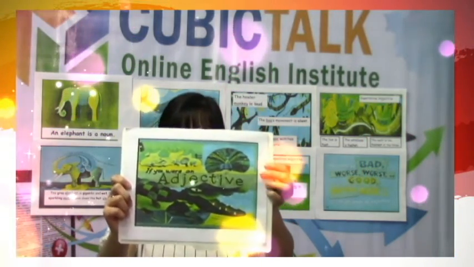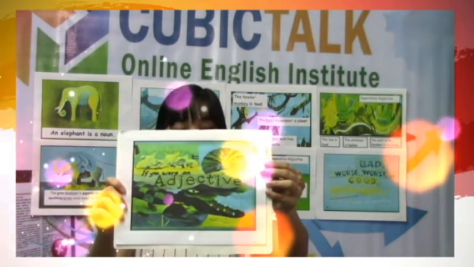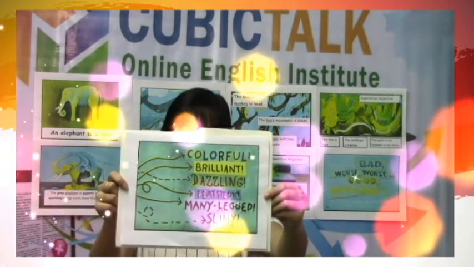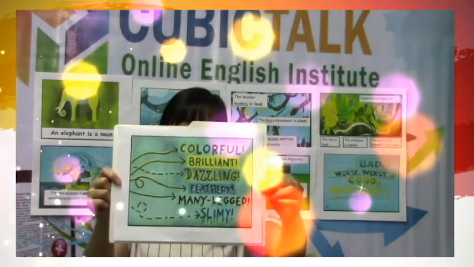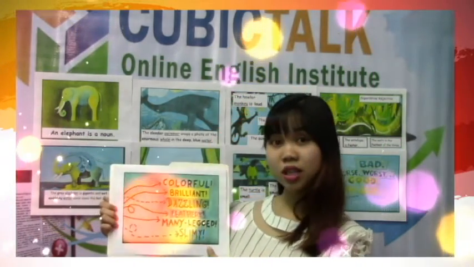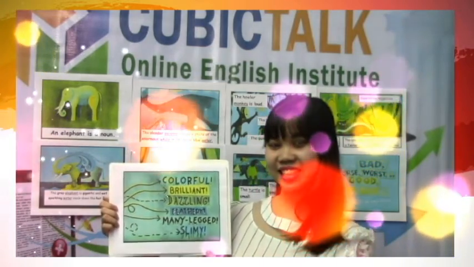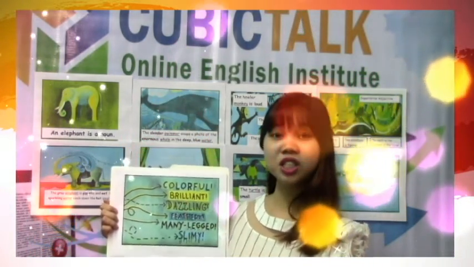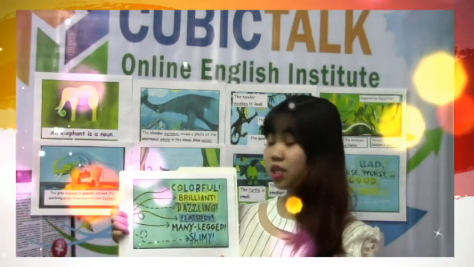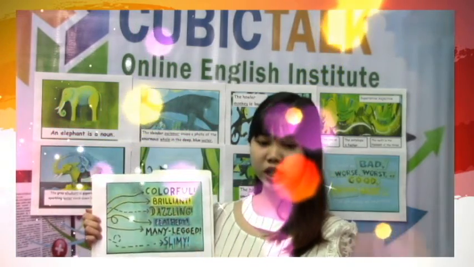So, if you were an adjective, you would be colorful, brilliant, dazzling, feathery, many-legged, and slimy. So, what can you say about these words? Yes, it is. These words actually are describing words. So, when we say adjectives, those are actually describing words.